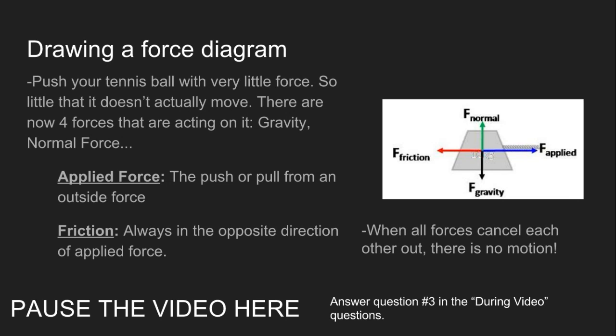And if you push your tennis ball with just a very little force, so much that it doesn't actually move, but you are applying a force on it, then there's now 4 forces acting on your ball. There's gravity and the normal force, which we always have. There's also the applied force, which is your push or pull from an outside force, so the little push from your finger. And then now there's also friction, which always is in the opposite direction of the applied force and can exist at different magnitudes. But in this case, if your applied force is so little that it's not actually moving, that means the friction would be the same or greater than the applied force. We'll find out later why it's the same and not greater than. But in this case, all the forces still cancel each other out. Normal force and gravity cancel each other out, and now friction is canceling out your applied force. So there's no motion yet. You'll want to pause the video here and answer question number 3 in the during video questions.